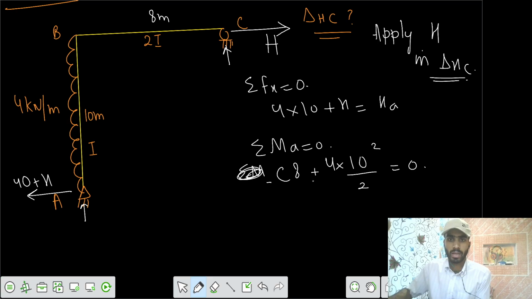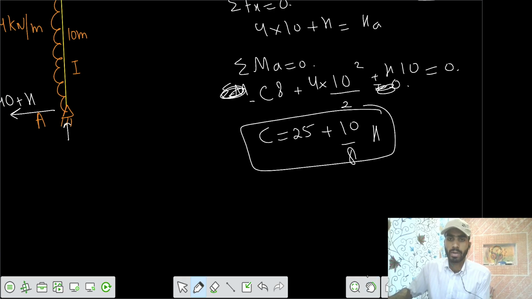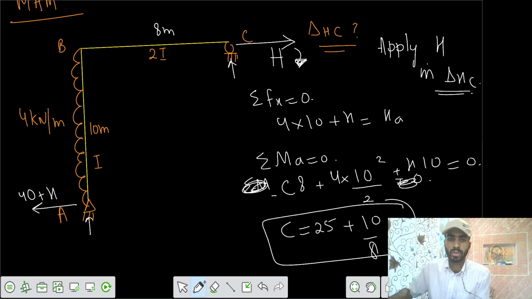Then there is also the horizontal force. So horizontal reaction H into 10 moment, H into 10 equals to 0. So reaction C becomes equals to 25 plus 10 by 8 of H. So you got the reaction. Then next step is to get the moment at any X in the segments.